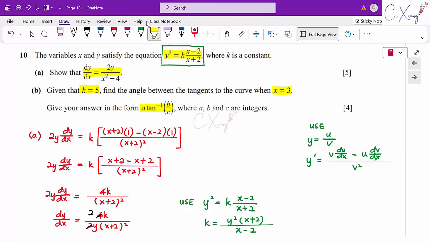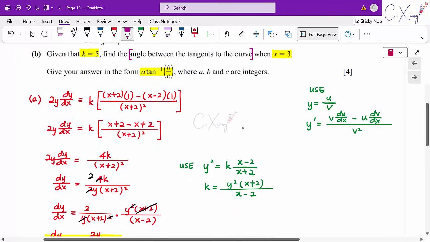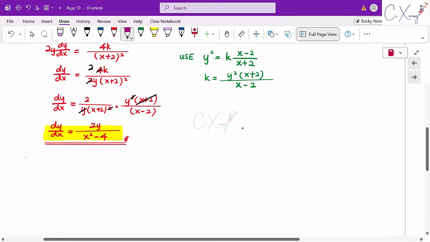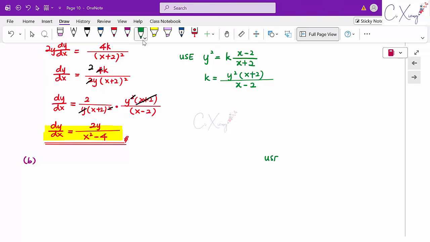Okay, so first of all, let us have a look. How are we going to find the angle between the tangents to the curve? To find the angle between two straight lines, we are using this formula: the angle between two straight lines is theta equals tangent inverse of the gradient of line 1 minus the gradient of line 2, divided by 1 plus m1 m2.